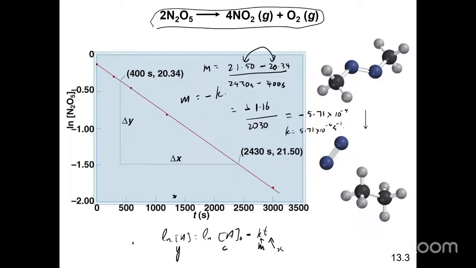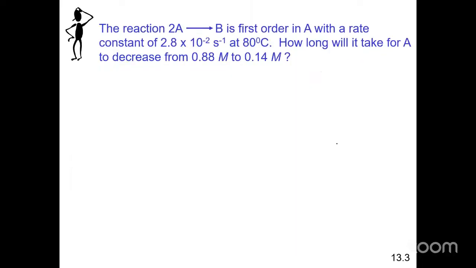Let me see, any questions about this? Any questions? Okay, so here's an example. It says the reaction, and it gives you the equation, is first order in A with the rate constant of 2.8 times 10 to the minus 2 seconds to the minus 1 at 80 degrees. How long will it take for A to decrease from 0.88 to 0.14 M, all right?